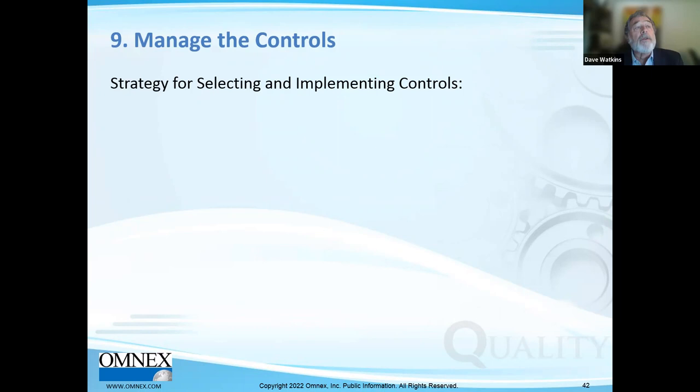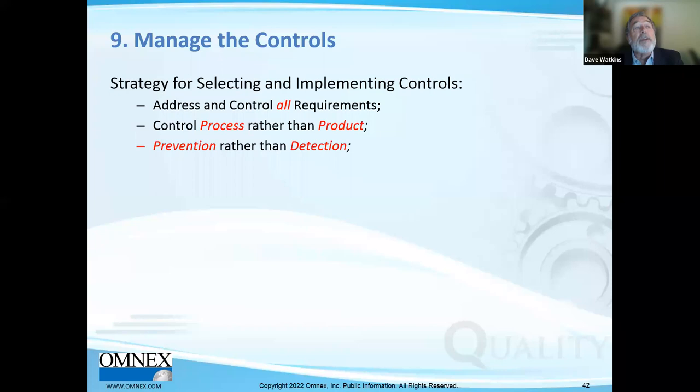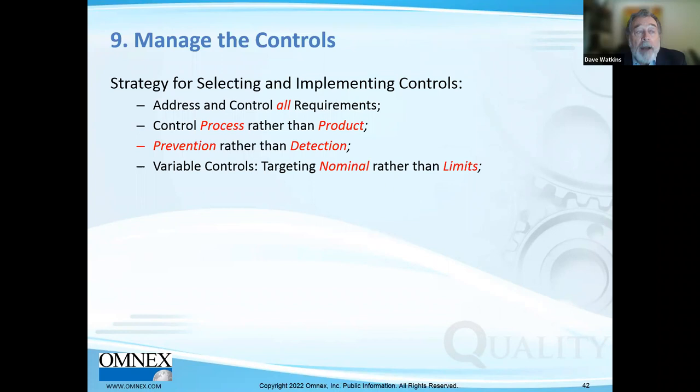Managing the controls is a major key to this whole process. So we put up some strategies for this, which include one, making sure you're controlling all of the requirements, and to the extent possible, you're controlling the process rather than just relying on controlling the product. That means that the controls are preventive rather than relying on detecting a defect. As much as possible, we need to employ variable controls because that enables us to see variation in the process and try to control it before it produces defects and waste. Optimally, that means error proofing so that the cause of failure can't occur.